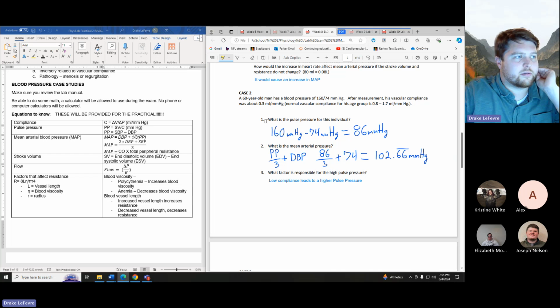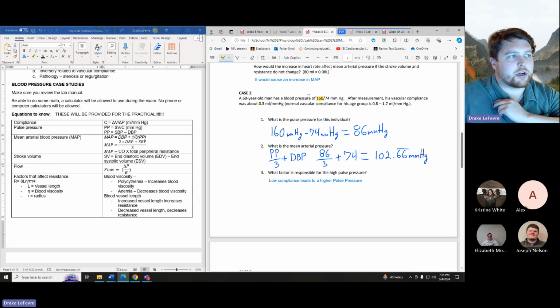Next case, again, his blood pressure 162/74, vascular compliance was 0.3. What is the pulse pressure for this individual? If we look at 0.3, 0.3 is very low. That means his compliance is bad. So what do we expect as far as pressure and everything? We expect him to have higher blood pressure, which he does, especially systolic blood pressure. This is considered like 140s, 150s is considered normal in 55, 60 plus year olds.